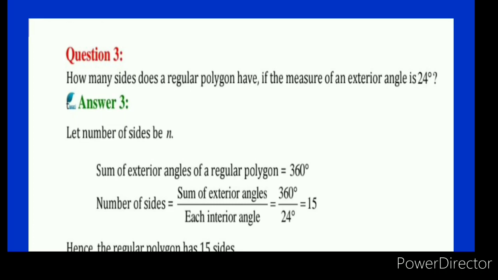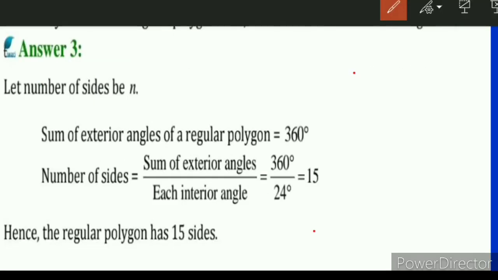Further they are given only exterior angle measure, that is one angle measure. It is a regular polygon. So, all angle measures will be 24 degree only, right? Yes, solution. Let number of sides be n. Sum of exterior angles of a regular polygon equal to 360 degree. Therefore, number of sides equal to sum of exterior angles, the whole divided by each interior.